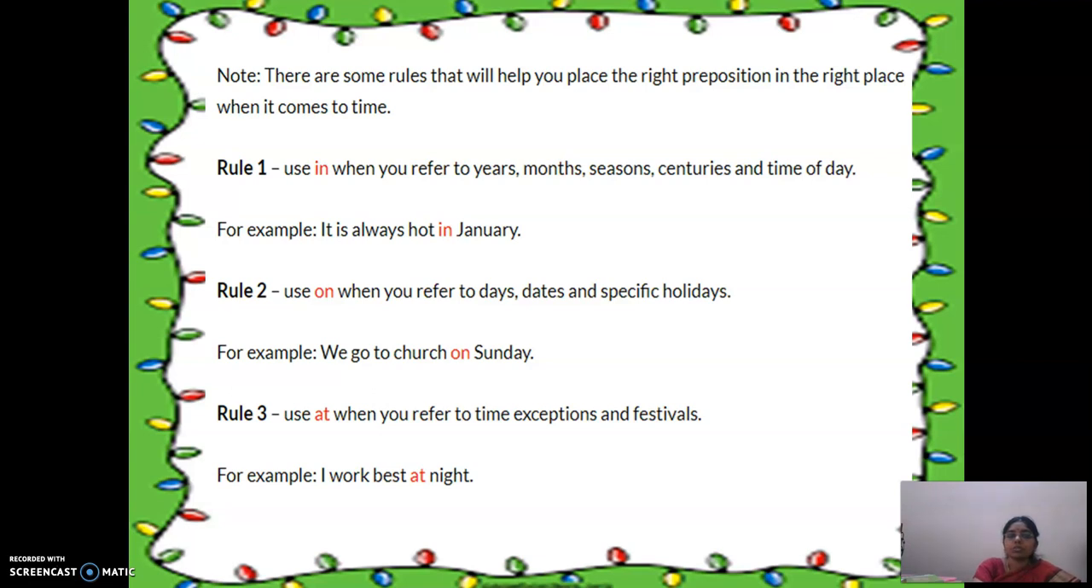Next rule is use "on" when you refer to days, dates, and specific holidays. So, we go to church on Sunday. We use "at" when you refer to time, exceptions, and festivals. Example, I work best at night. So, at night, on Sunday, in January. So have you noticed that? "In" is used for years and months, "on" for days and dates, "at" for specific time.